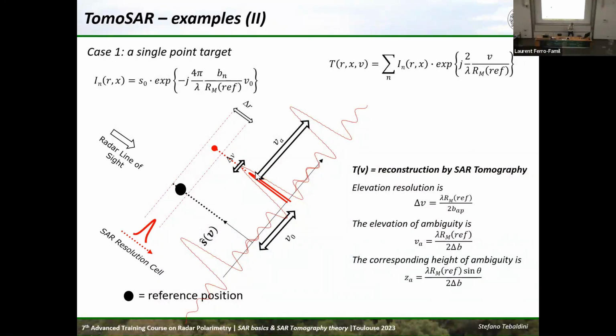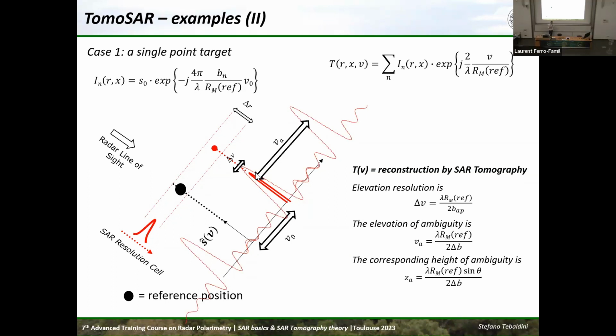So since the number of passes, of elements, of orbits that you need is the ratio between baseline aperture and baseline spacing, it means that to do tomography with a fine resolution and a good height of ambiguity, you need a lot of passes, you need a lot of orbits.